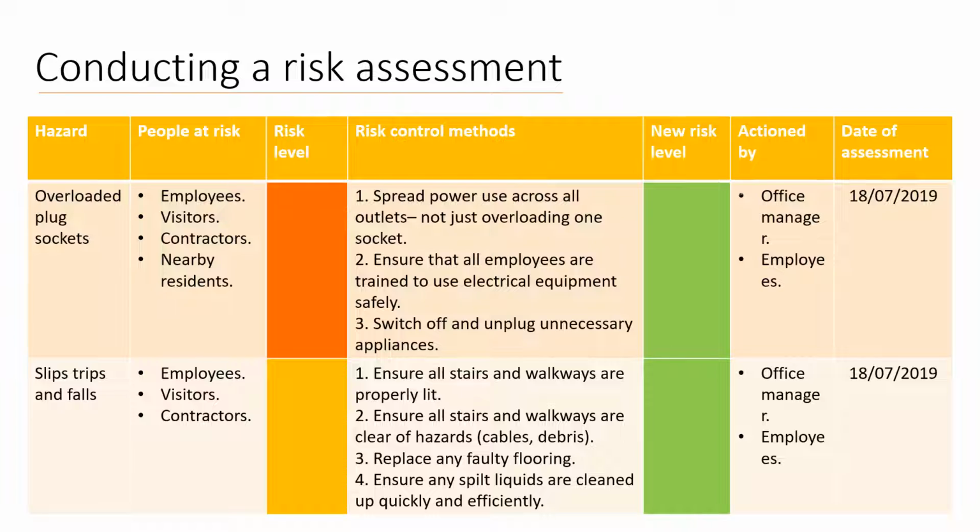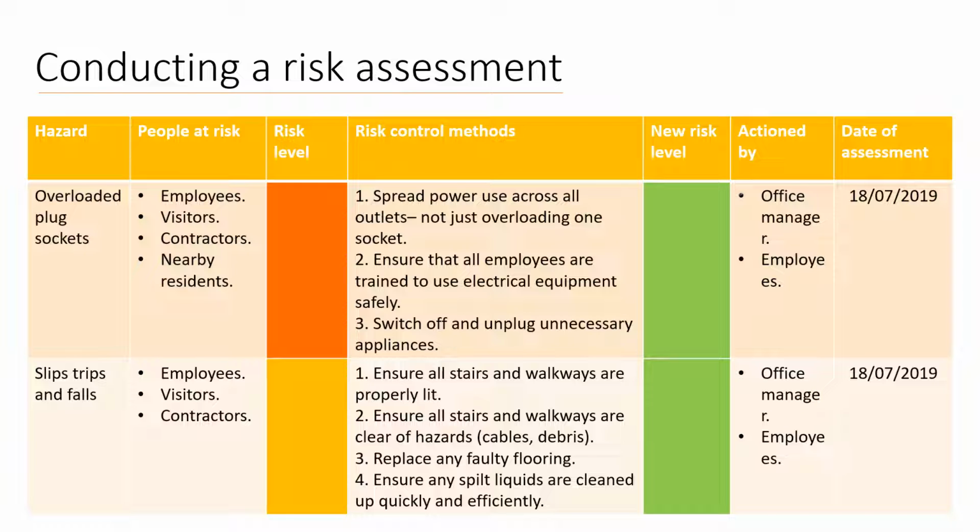Conducting a risk assessment. Hazard: overloading plug sockets. People at risk: employees, visitors, contractors, nearby residents. Risk level: orange. Risk control methods: 1. Spread power use across all outlets, not just overloading one socket. 2. Ensure that all employees are trained to use electrical equipment safely. 3. Switch off and unplug unnecessary appliances. New risk level: green. Actioned by office manager and employees. Date of assessment: 18th of July 2019.